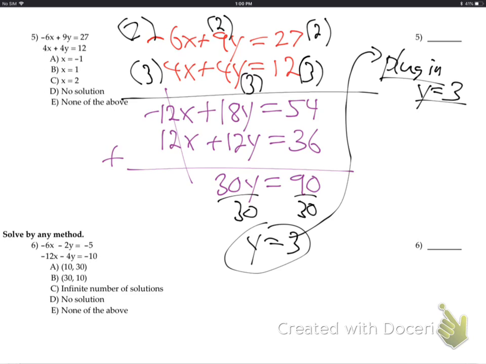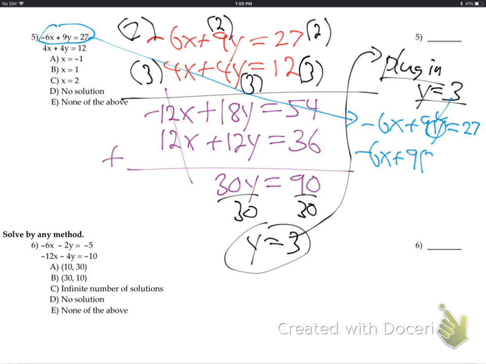Wherever you feel like plugging it in. I always just grab the first one. The second one might be easier, but whatever. Minus 6x plus 9y is 27. Plug in the 3 right here. Minus 6x plus 9 times 3 is 27. Minus 6x plus 27 is 27.